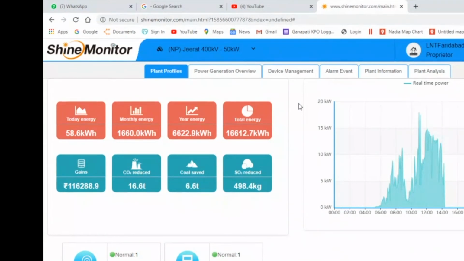And this system converts the generation into the amount of carbon dioxide we have saved. You can see 16.6 tons of carbon dioxide saved, 6.6 tons of coal saved, and near about 500 kg of sulfur dioxide saved. If you see the plant profile, you can see the generation has slowly started around 6 a.m. in the morning.